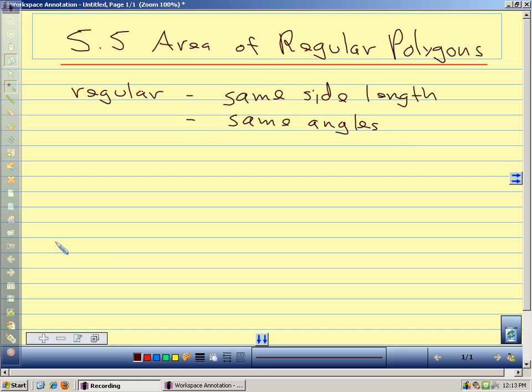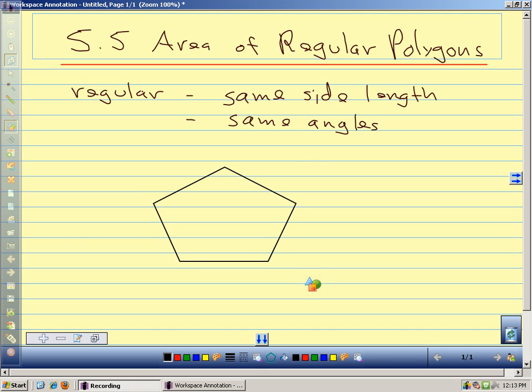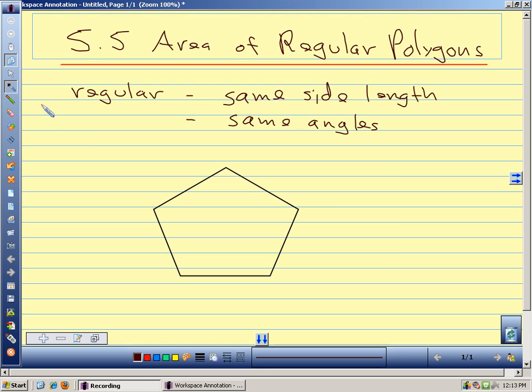So in your flip book, you have a couple of drawings. I'm just going to label one, but I would suggest that you label both of the polygons that you have in your flip book. So I'll draw a pentagon, and I'm going to try to get it to look regular. So that's close.